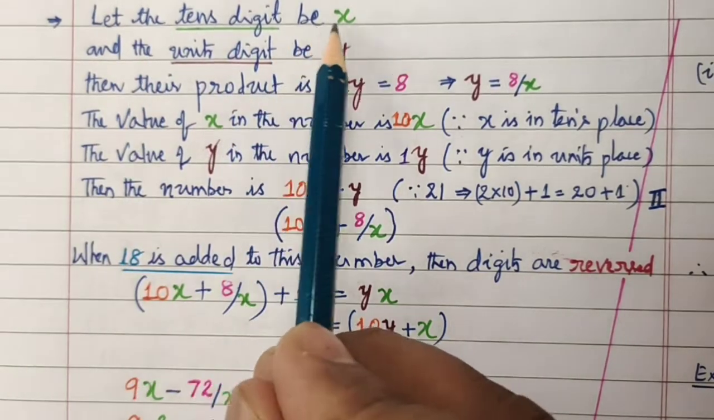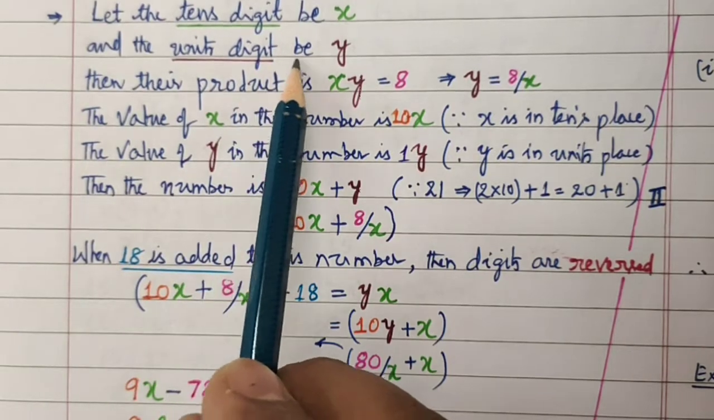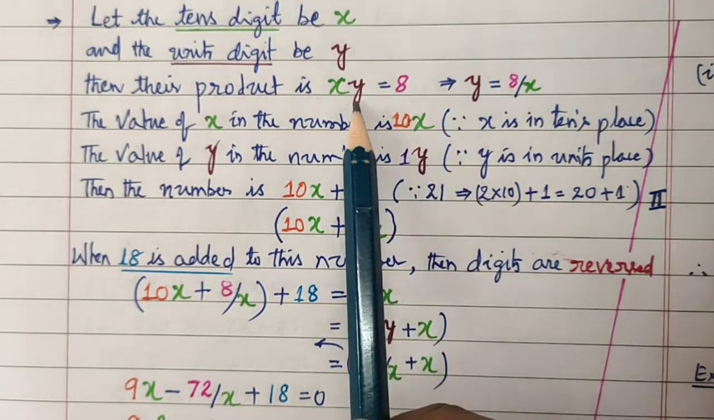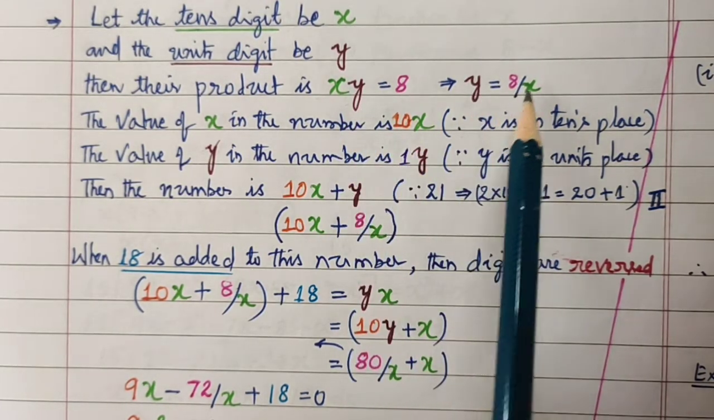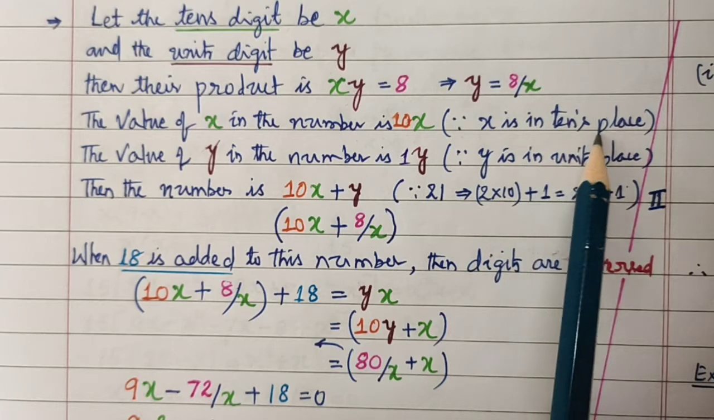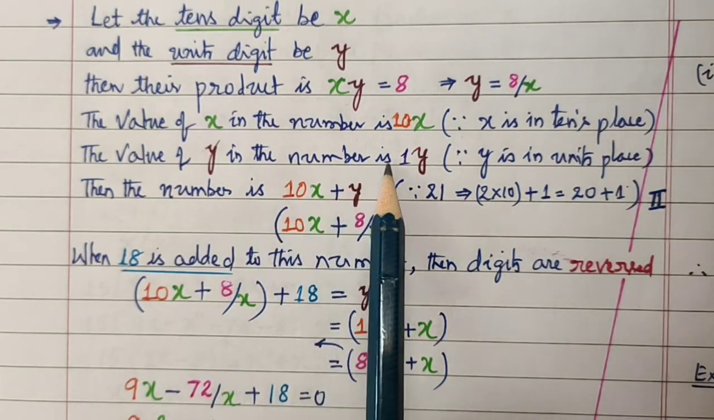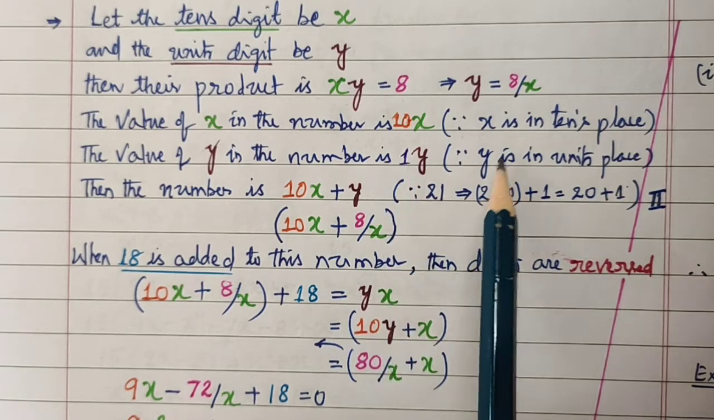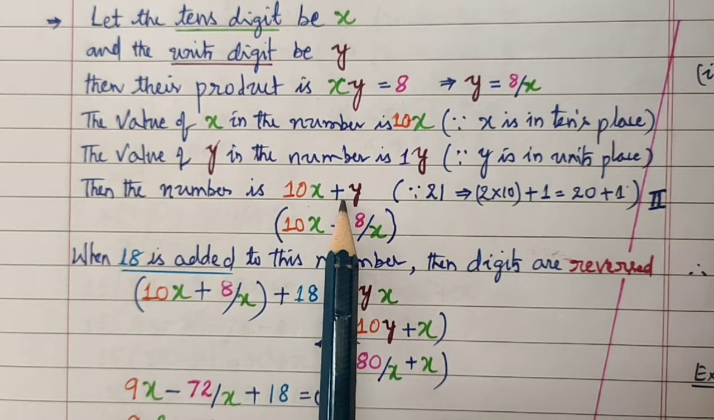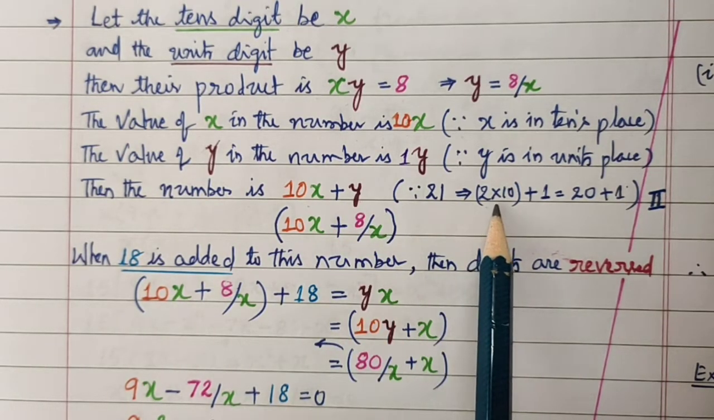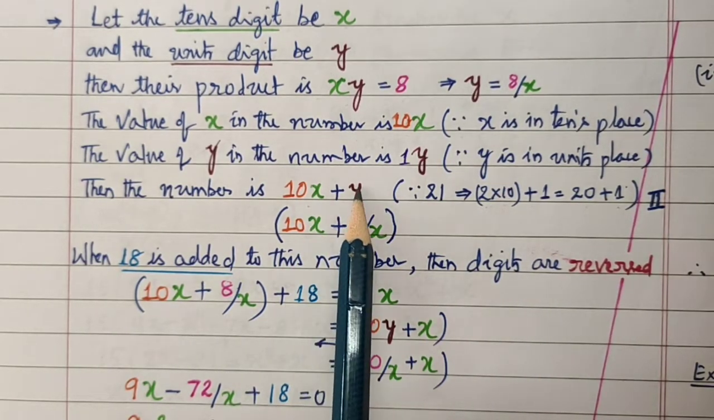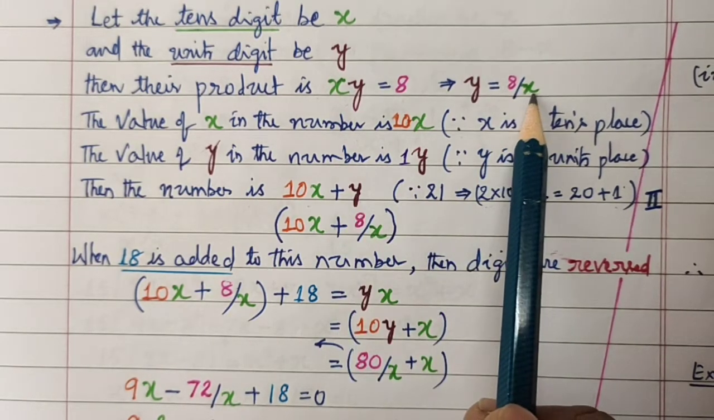Let the tens digit be x and the units digit be y. Then their product is, this is the condition, xy is equal to 8. From this equation we find y is equal to 8 by x. The value of x in the number is 10x because x is in tens place. The value of y in the number is 1y because y is in units place. Then the number is 10x plus y, because 21 can be written as 2 into 10 plus 1, 20 plus 1. So 10x plus, we are replacing y by 8 divided by x.